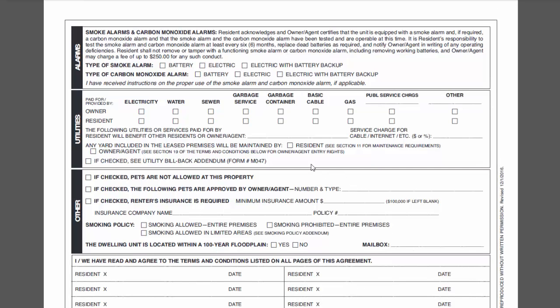In this next section, it goes over who is responsible for each utility bill at this particular property. And these boxes indicate who is responsible for maintaining any private yard included. If it is the resident's responsibility, you should pay special attention to section 11 of the rental agreement, which we will go over in a bit.